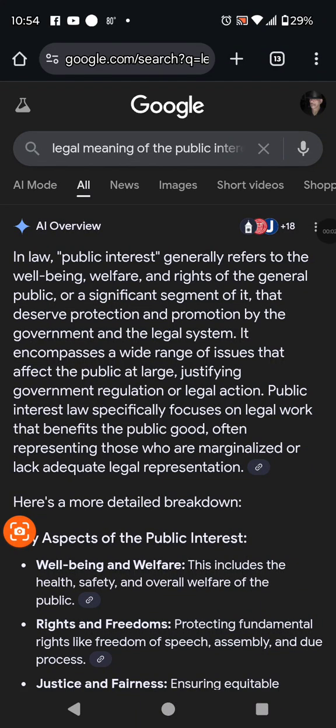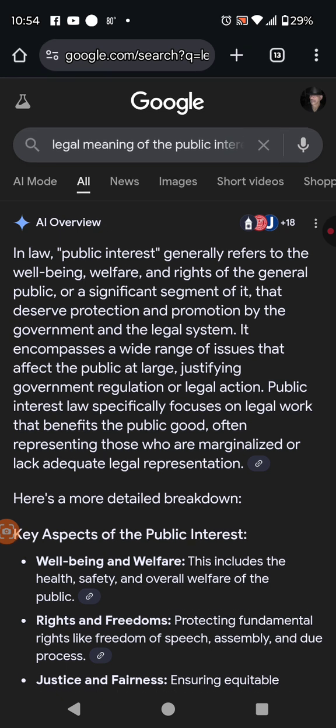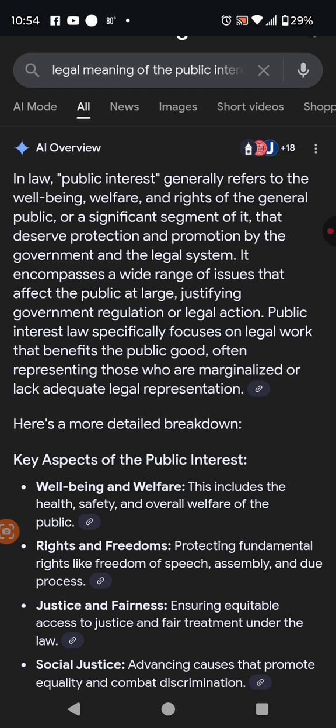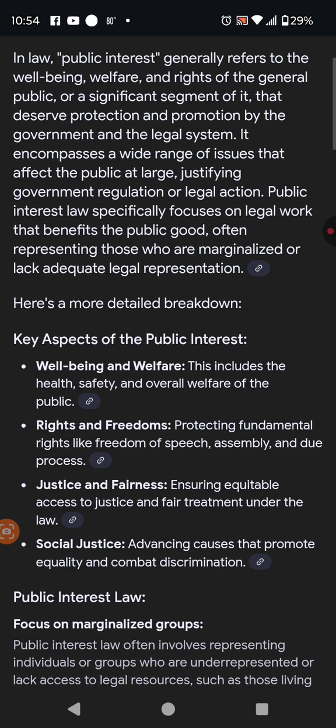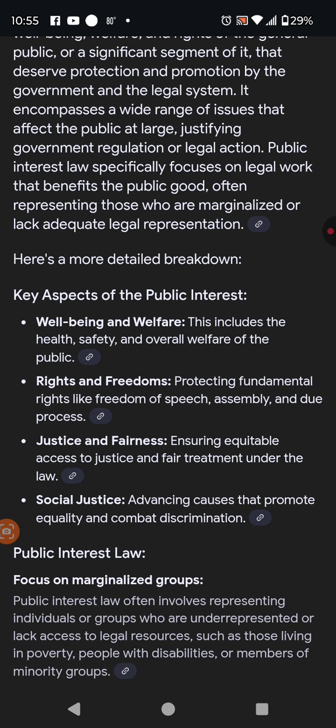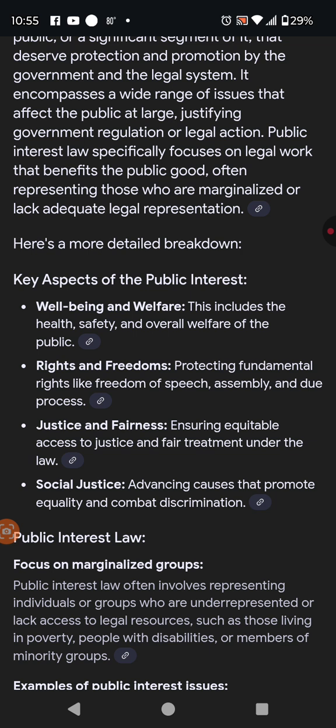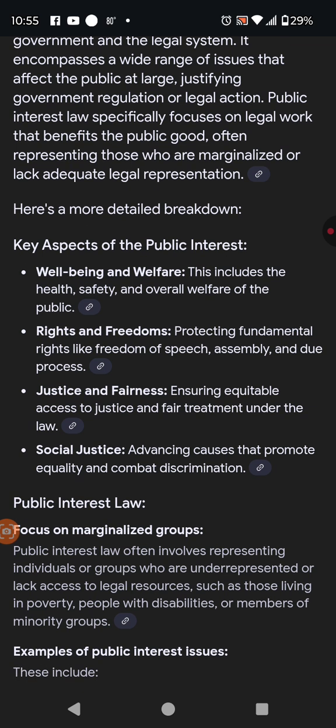Okay, in law, public interest generally refers to the well being, welfare, and rights of the general public or a significant segment of it that deserves protection and promotion by government and the legal system. It encompasses a wide range of issues that affect the public at large, justifying government regulation and legal action. Public interest law specifically focuses on legal work that benefits the public good, often representing those who are marginalized or lack adequate legal representation.